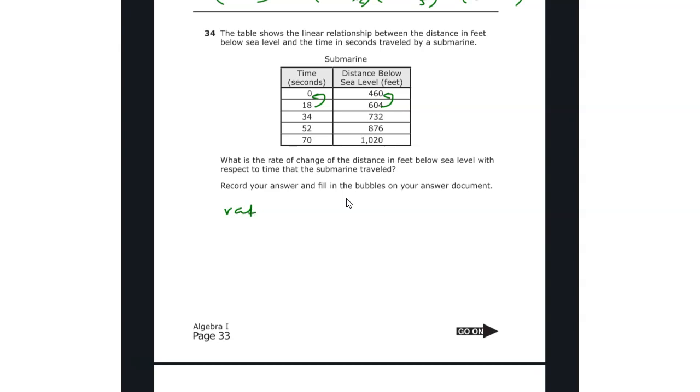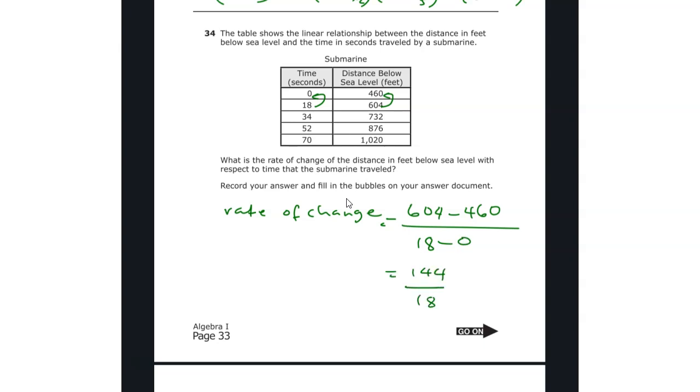Rate of change. It's going to be 604 minus 460 divided by 18 minus 0. So this is 144 over 18. So let's say rate of change is equal to 8.